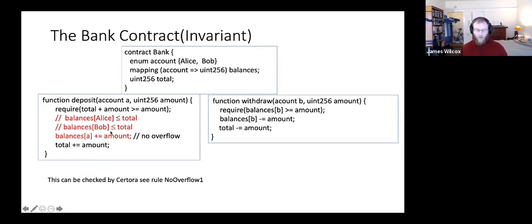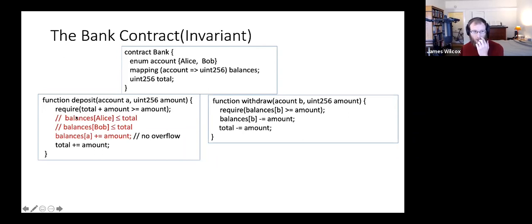Okay, so let's try to prove this programmer's intuition correct. So let's try to prove that, assuming this require passes, that this addition operation will not overflow. Okay, so we're going to do this by induction. So we're going to try to prove that this thing's not going to overflow. The way we're going to do that is we're going to try to prove by induction that the balances are always less than or equal to total, right? Because if we knew that the balances were always less than or equal to total, then we just convinced ourselves that this addition wouldn't overflow. So really what we need to show is the balances are always less than or equal to total. And we're going to prove that by induction.